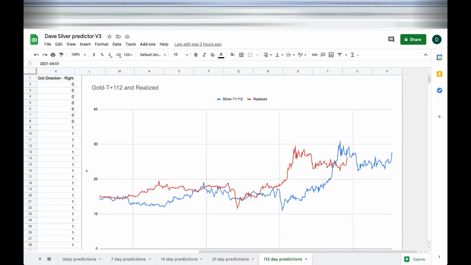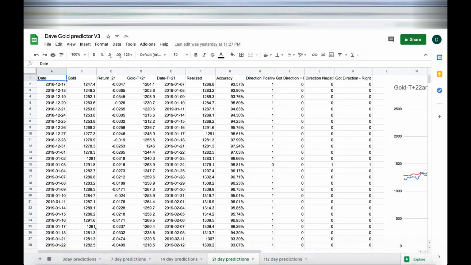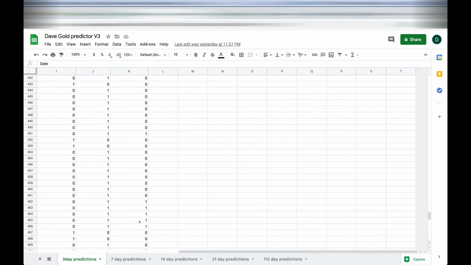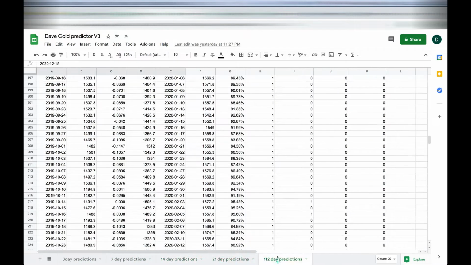Now, I wanted to first work on gold because gold is a little bit less volatile than silver. And I think overall, I'm quite happy with the result from gold in that it's not perfect, but it does project, for example, the 3-day trend. That's what it kind of does. It takes today's variables, and then from it, it tries to determine what is sort of the fair valuation trending forwards 3 days, 7 days, 14 days, 21 days, 112 days, right?